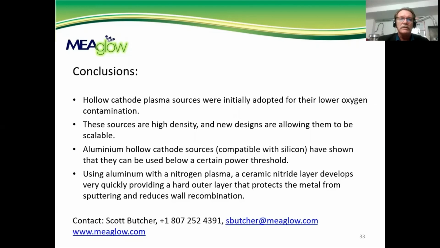So, just conclusions now. We started out developing the hollow cathode sources because of the lower oxygen contamination that we could achieve with nitride semiconductors. But there are other advantages to these sources, including high electron density, and the new designs are allowing us to make them scalable to quite large areas. Aluminum hollow cathode sources are compatible with silicon. We initially didn't think they'd work very well at all, but it turns out that they can evolve a nitride surface on them that protects the underlying aluminum from sputtering, and that makes them usable.